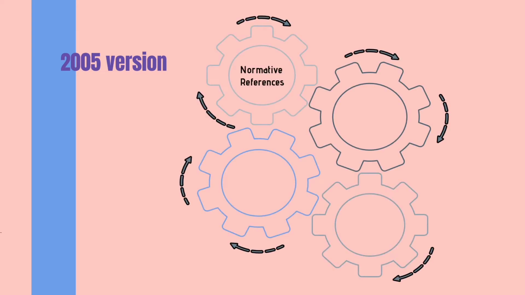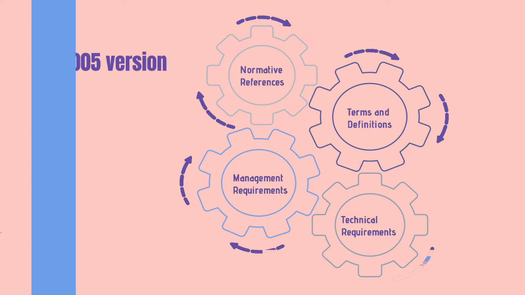The 2005 version of the standard comprises 5 elements which are normative references, terms and definitions, management requirements, and technical requirements. Management requirements are primarily related to the operation and effectiveness of the quality management system within the laboratory. Technical requirements include factors that determine the correctness and reliability of the tests and calibrations performed in the laboratory.